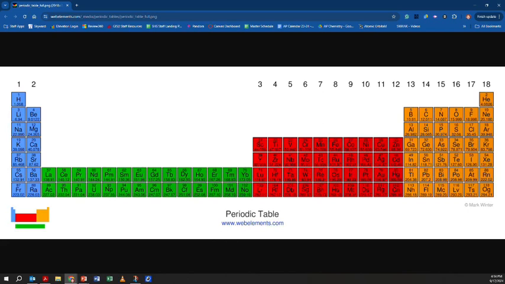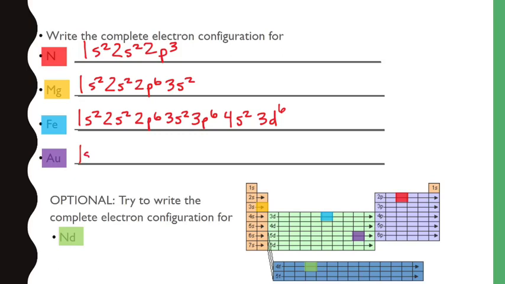So just like before, I'm going to get you through those first 2 rows without having to walk you through it. 1s2, 2s2, 2p6.